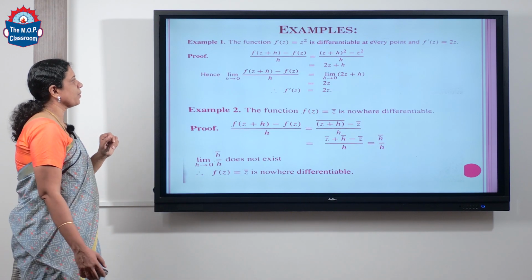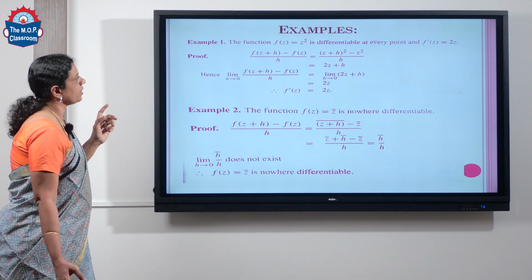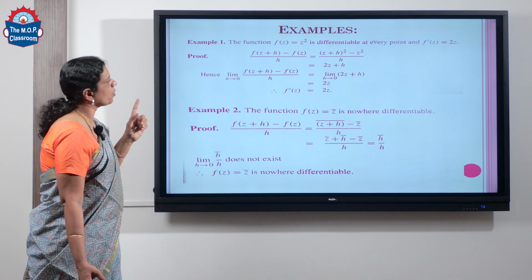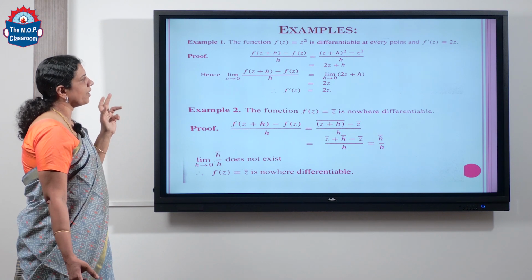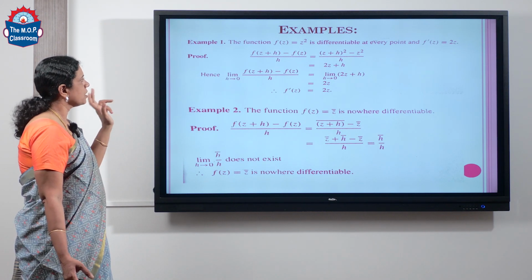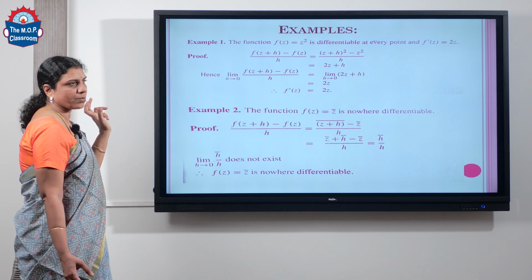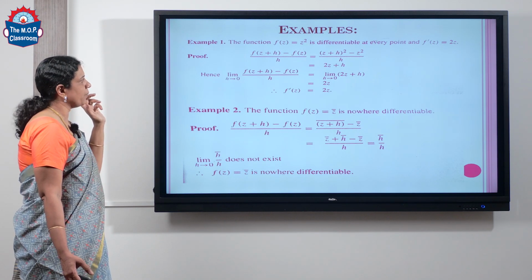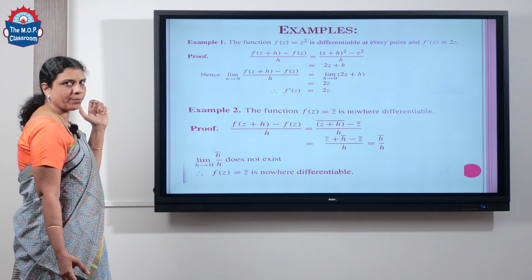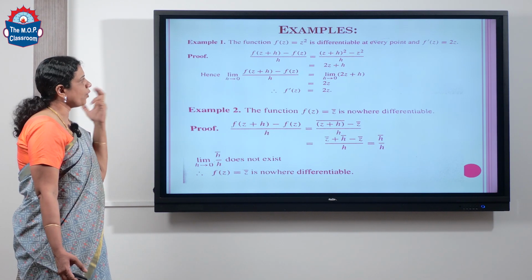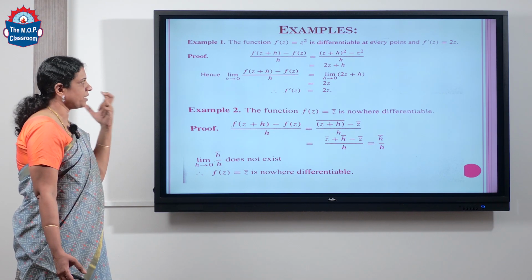Now we'll see the examples of differentiability. The function f(z) = z² is differentiable at every point and f'(z) = 2z. We know the definition of differentiability. By the definition we have the limit as h tends to 0 of [f(z+h) − f(z)] divided by h.